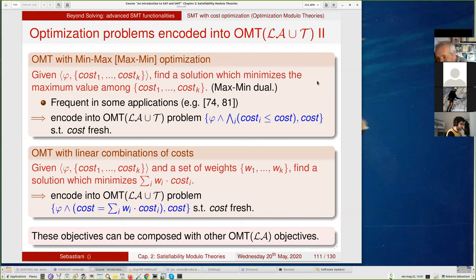Sometimes you have to minimize the maximum of some costs. This is called the infinity norm in mathematics, right? You have to minimize the infinity norm of some array of variables, or array of terms. So this is done for free. You don't need to add some complicated disjunction. You just add a fresh new cost function, and you impose that this cost function is greater or equal than all the costs, and then you minimize it. So automatically you'll find the solution which minimizes the maximum amount of cost types. Right, guys, is this clear?